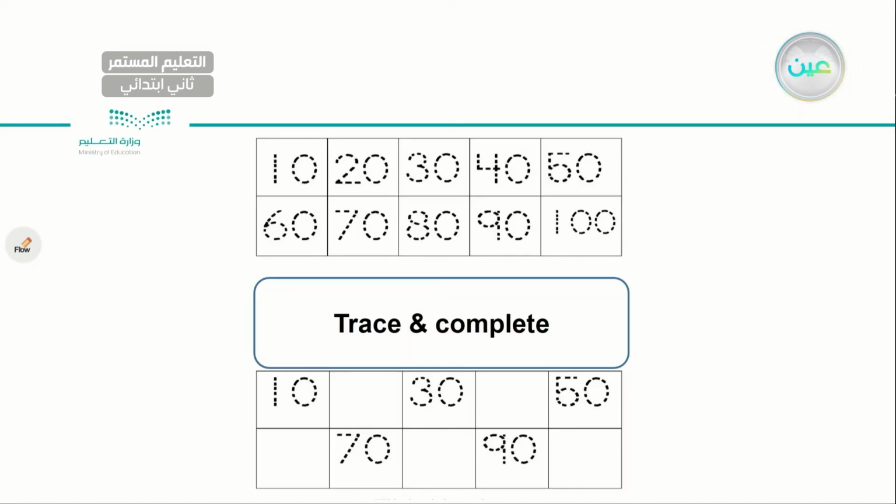These are numbers by 10. Let's go ahead. I have 10, 20, 30. Make sure you are writing with me. 40, 50, 60, 70, 80, 90, and 100. Now, after we're done tracing, let's go ahead and complete the missing spaces here.